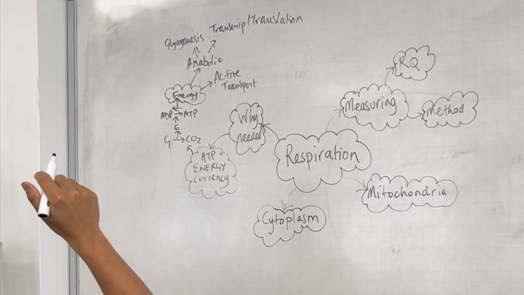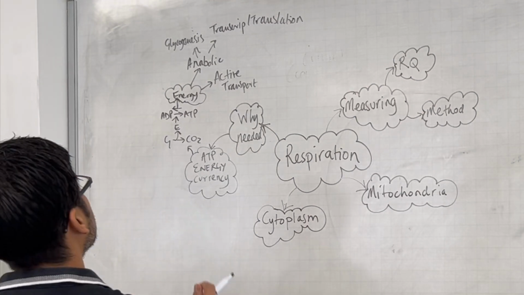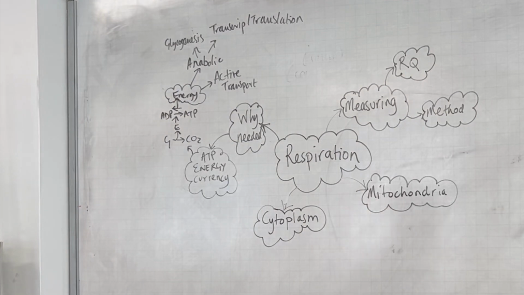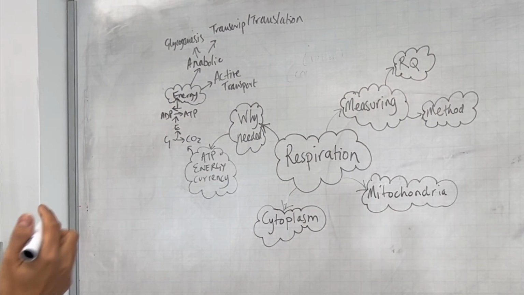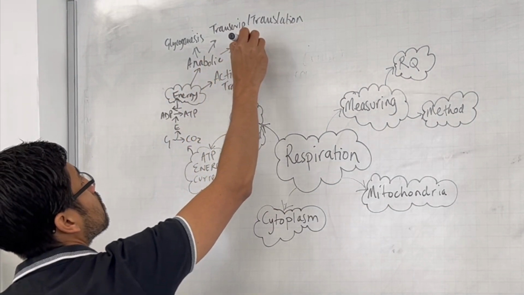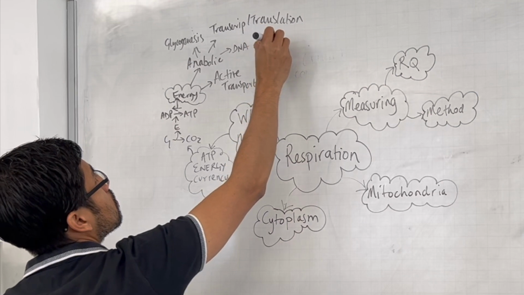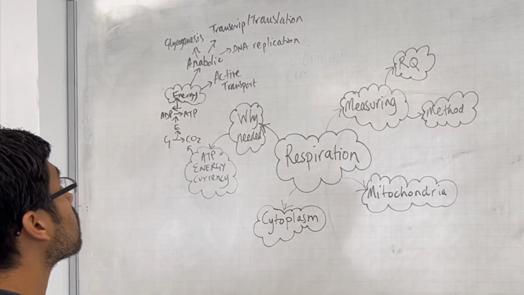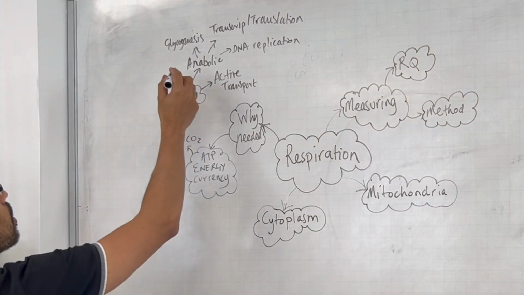Other anabolic reactions? Well, I think that's really it. I think there was some other stuff, but I can't remember it now. Check my paper. Glycogenesis, transcription, translation, yeah, and even things like DNA replication. You're making a whole new DNA molecule. That's going to take energy.